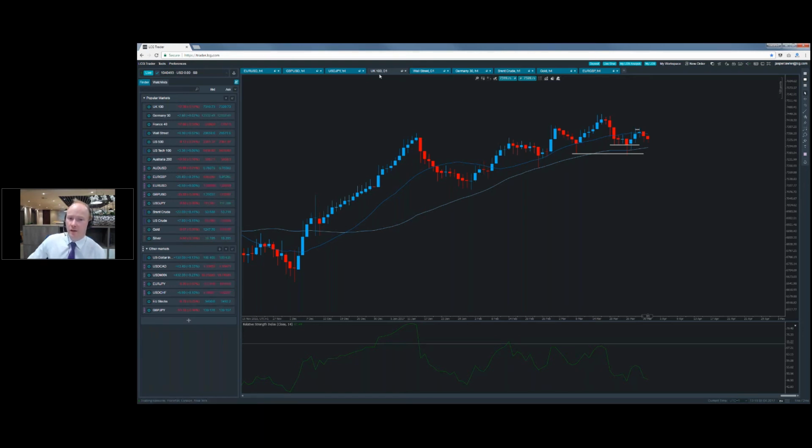The FTSE, the UK 100, is arguably a little weaker than some because we're getting relative strength in the pound, and pound weakness has been good for the earnings prospects of these big multinational companies.